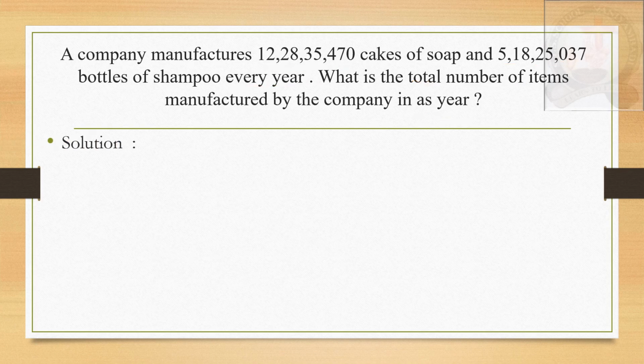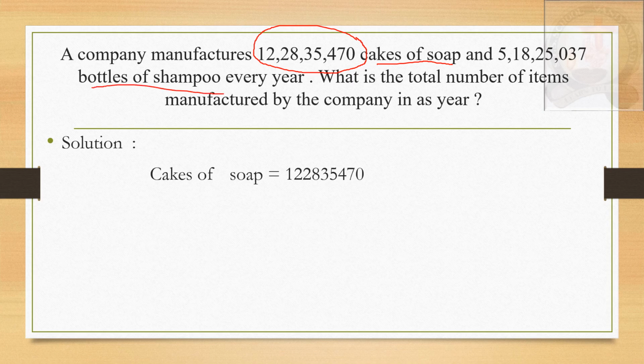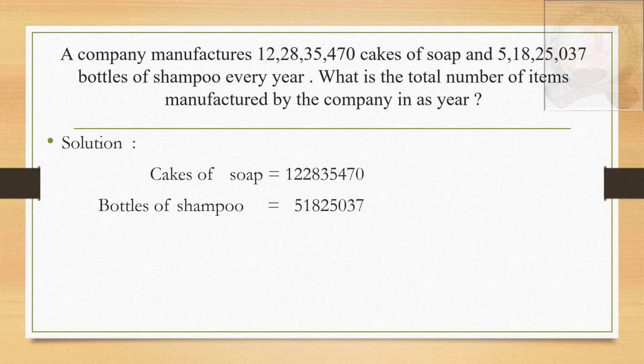Okay, let me erase this ink and let me rewrite this again. So the cakes of soap is how much here? 12 crore 28 lakh 35,470. Next, bottles of shampoo. How much here? Bottles of shampoo is 5 crore 18 lakh 25,037. Okay, in both means we should add these numbers. Okay, it's a very easy one. So everything, addition only comes here.